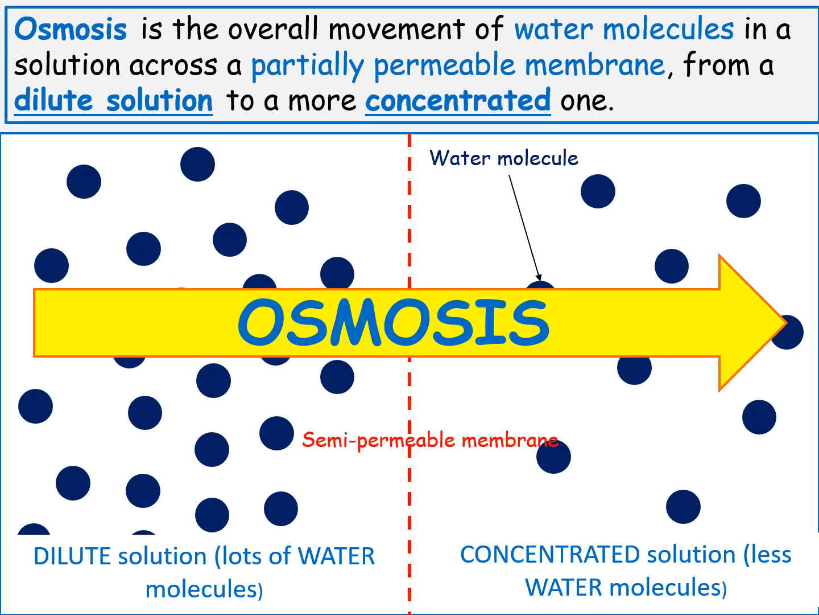Just to remind you again, you did look at osmosis in quite a lot of detail in year 10 because you did a core practical. That core practical involved putting potato chips into different concentrations of sugar solution, and you were looking at whether those potato cells took up water and gained mass, or whether they lost water and obviously lost mass. So that's just a quick reminder of where you've seen osmosis before.